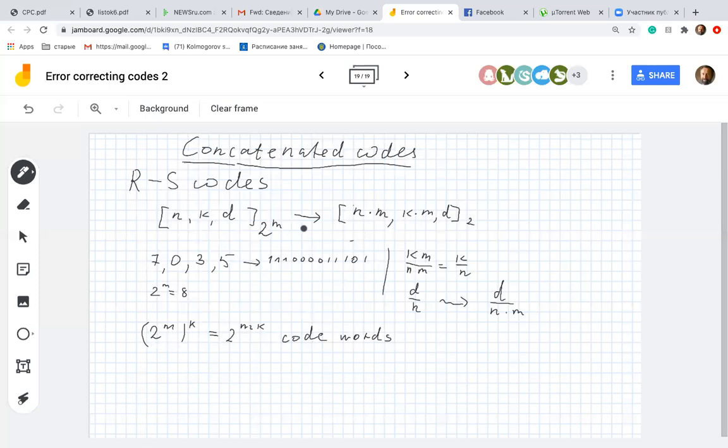And this more ingenious procedure is called the concatenation of codes. In Russian, it's called каскадные коды.